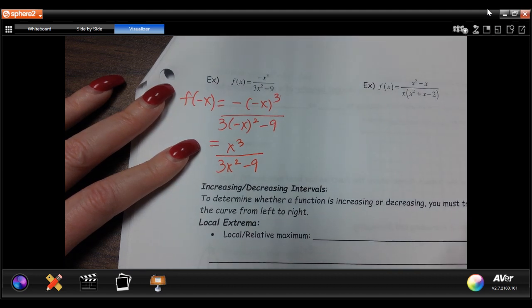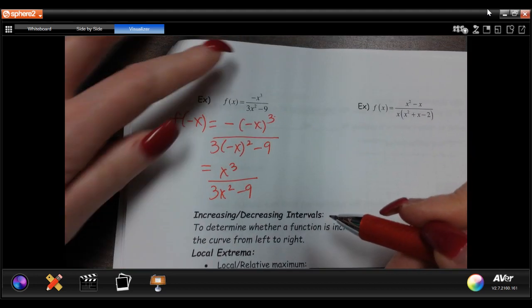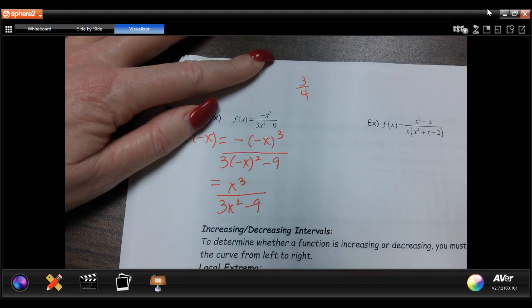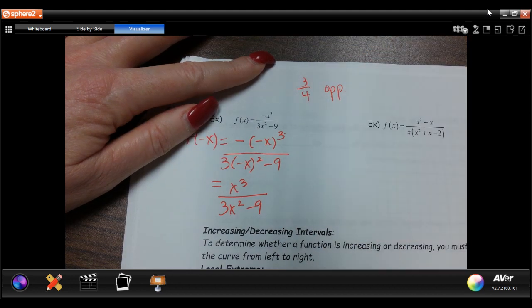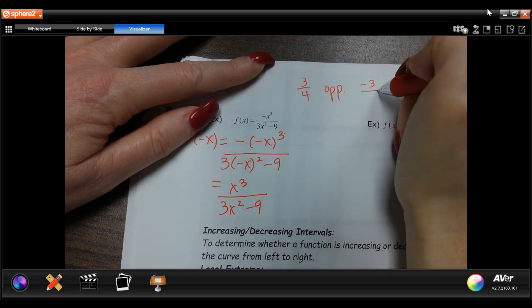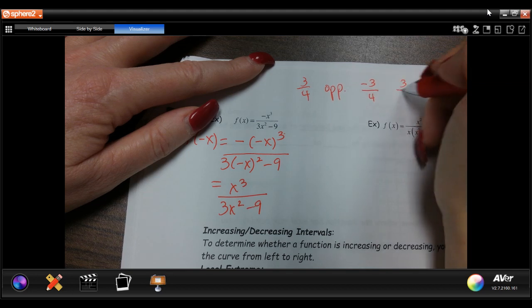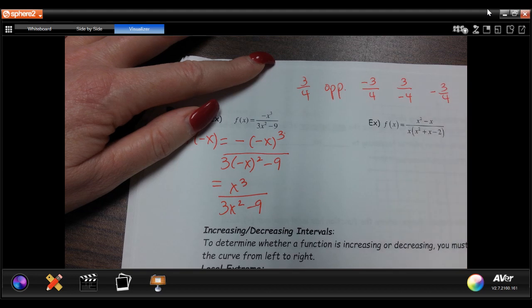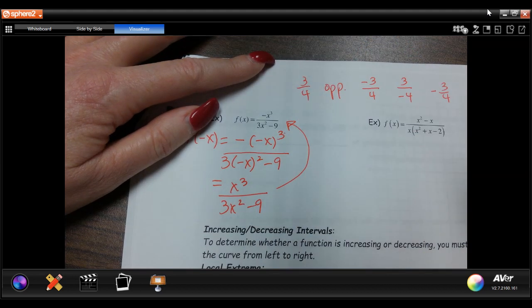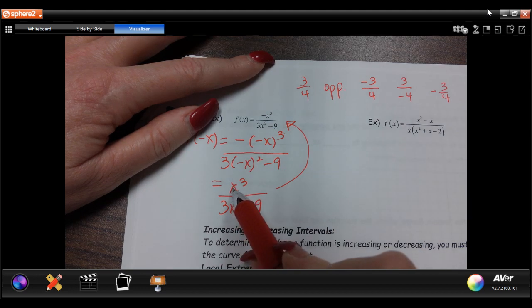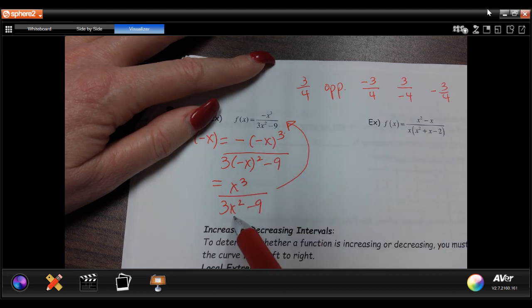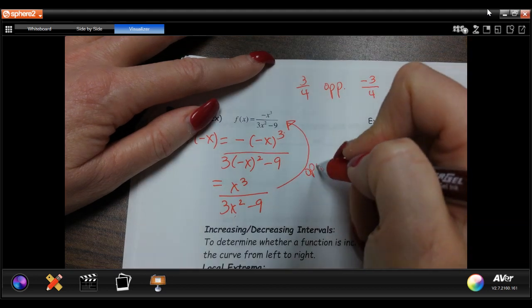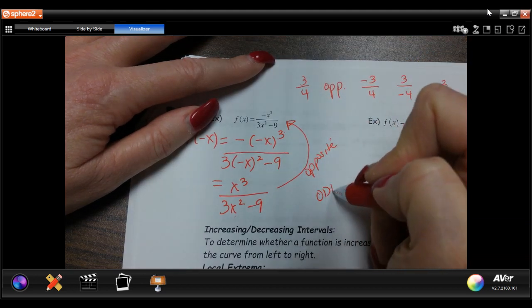Now, here's one thing that people get a little confused about. What you have to think about with fractions. If I have 3/4, and if I want the opposite of 3/4, I'm going to either negate the 3 or negate the 4, or I could just put a negative out in front. But only one, either numerator or denominator, is negated. So if I compare this to here, the numerator is negated. The denominator is exactly the same. So that is an opposite, which means this is odd.